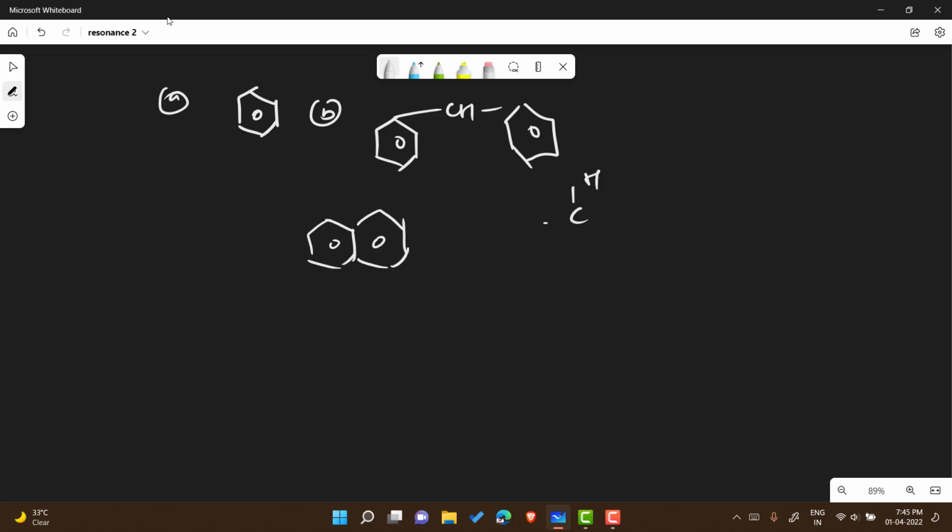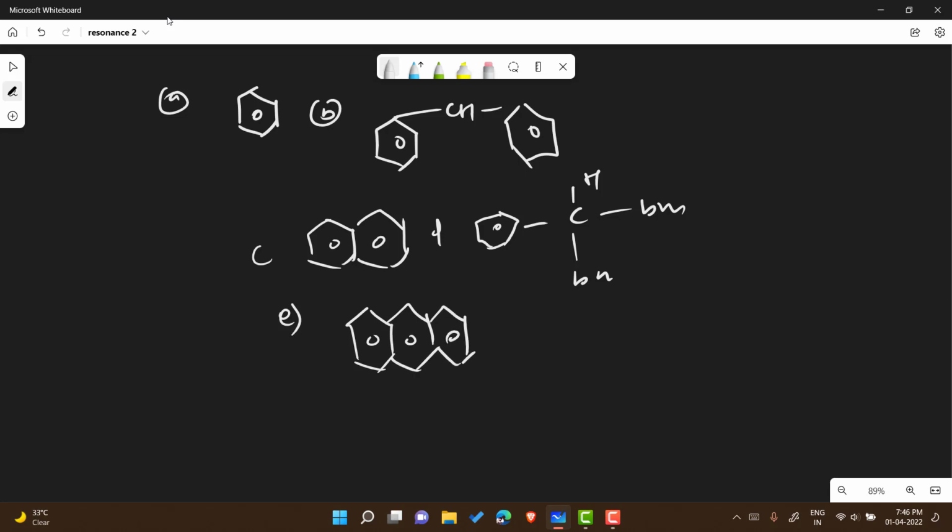benzene, second is your secondary benzene, so it will have CH and another benzene. Here I'll write it as BN. Then you have C as this option, so we are comparing two different types of benzene. Then you have a tertiary benzene. I'll just write BN on the side. BN means this ring, C, D. Then you have E as the triple benzene that we made earlier. Which one will have more resonance energy?